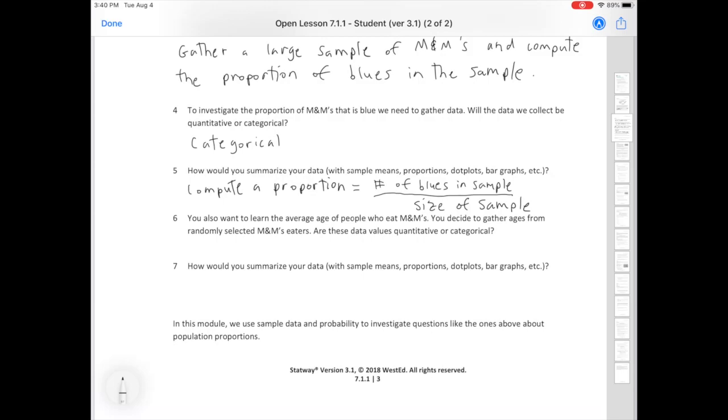Let's look at number 6. You also want to learn the average age of people who eat M&Ms. So this is sort of a hypothetical. What if you decide to gather ages from randomly selected M&M eaters? Are these data values quantitative or categorical? Well, ages are numbers, aren't they? They're measured with numbers. So this is considered quantitative.